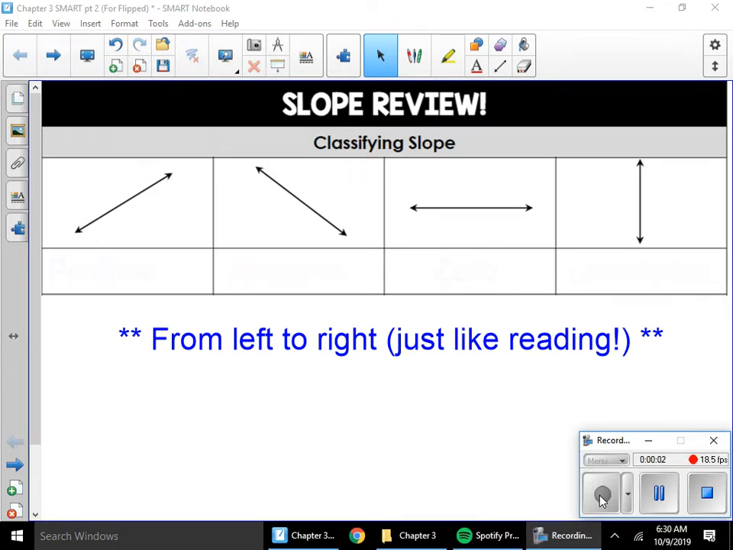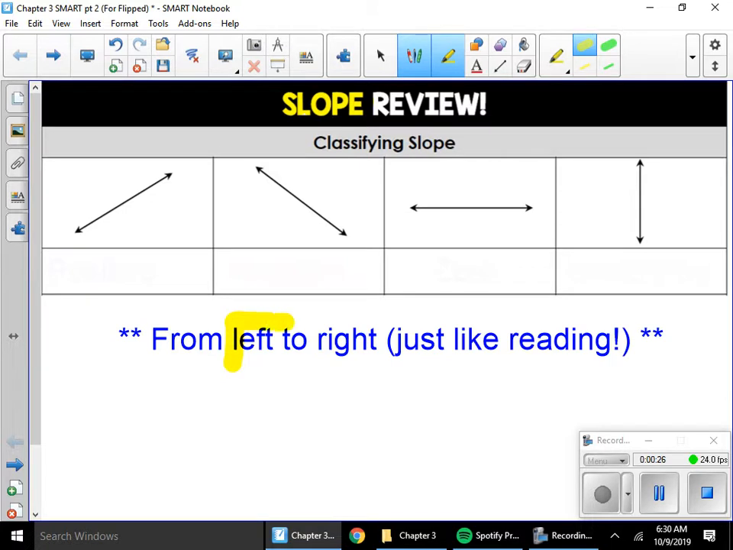In the second half of Chapter 3, we start to bring the coordinate plane back. The coordinate plane we saw in Chapter 1 with the slope and distance formulas, and now we're going to look at slope. Slope is something that you played around with in Algebra 1, but it's been a while, so we want to do a bit of review before we need to use slope in geometry.